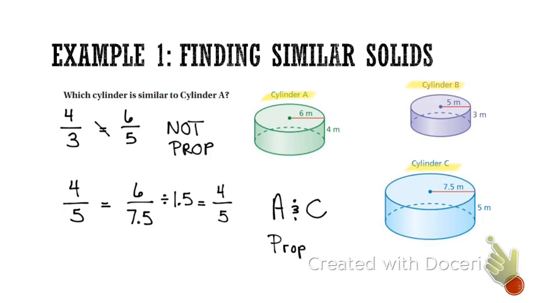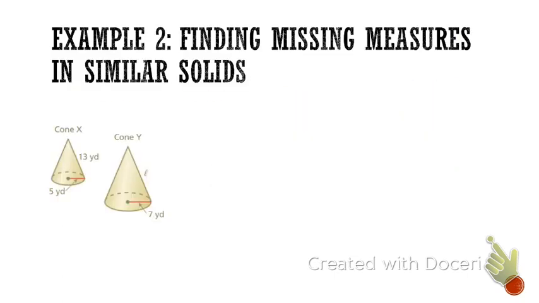So that's how we're going to prove it. We're going to do that on all of the examples in this lesson, where we put the dimensions into ratios and compare them or use them to find unknown dimensions. That's what we're going to do in example 2: put this into a proportion and then just do cross multiplication to solve it.